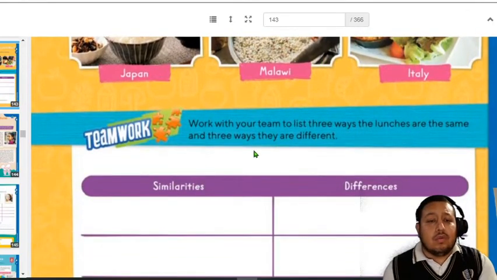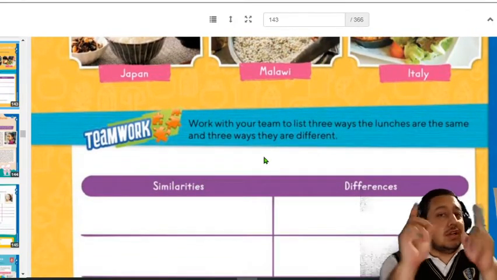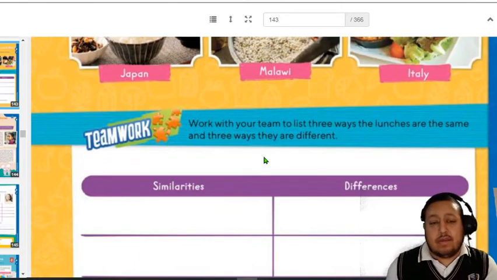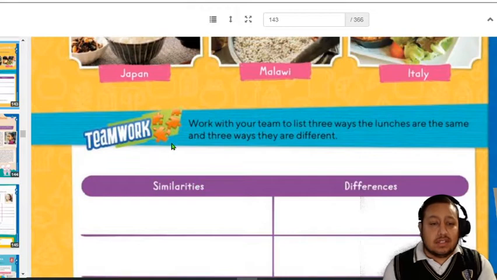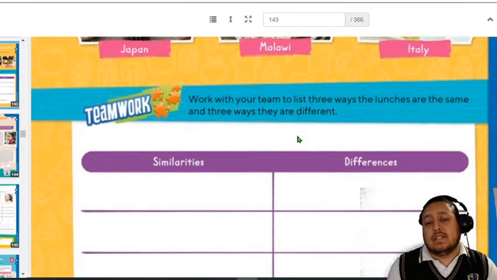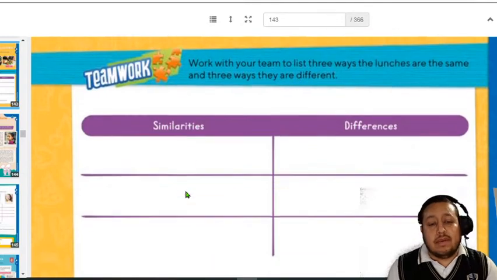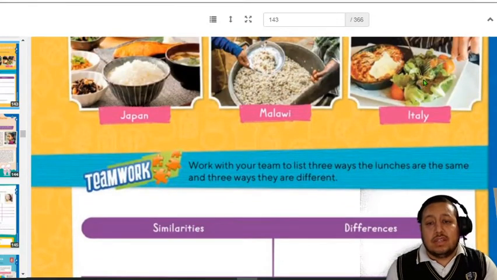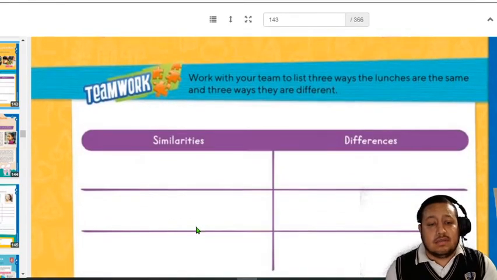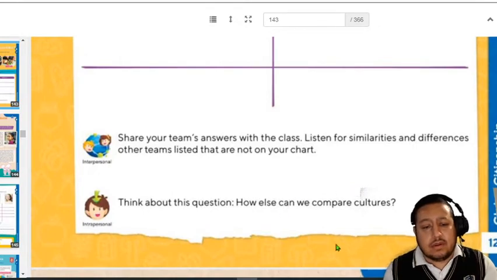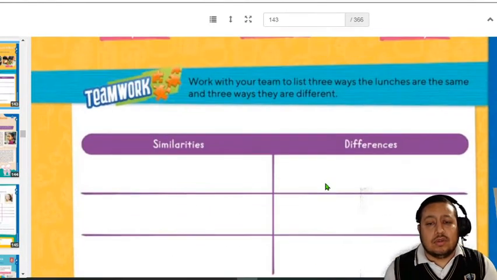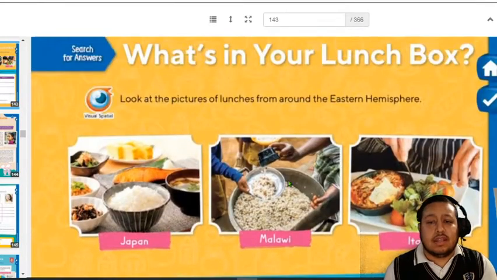So it says here, work with your team, but in this case, you're going to work with you and your pen, right? Is your team. So work with your team to list three ways the lunches are the same, and three ways they are different, right? So here you need to write similarities and differences of these three lunches, right? ¿En qué se parecen y en qué se diferencian? Tres similitudes y tres diferencias. And then, well, you need to send me your work in the classroom, right?